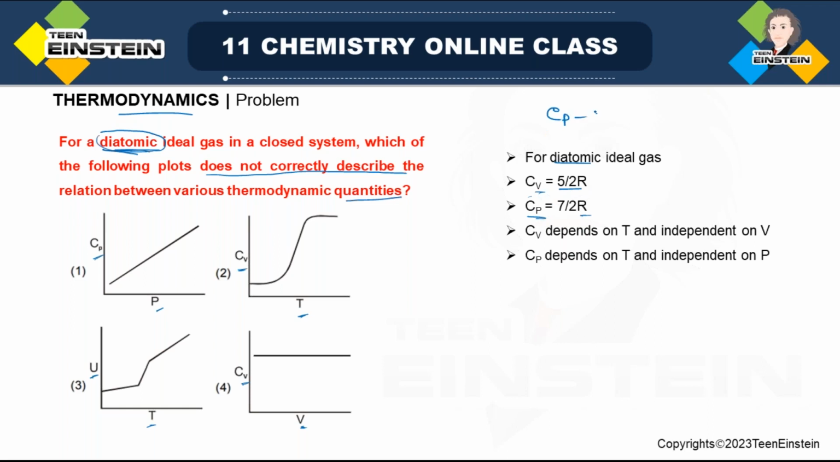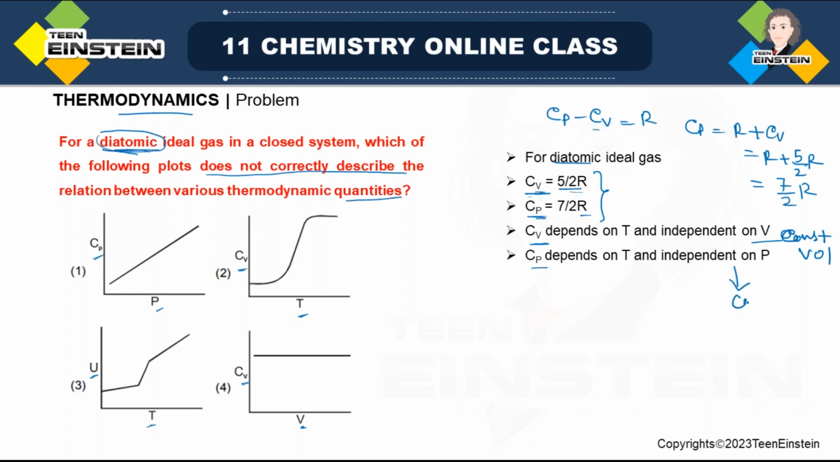Why? Because we know Cp minus Cv is equal to R. So Cp should be equal to R plus Cv. That means R plus 5 by 2 R, which will give you 7 by 2 R. That is why when you have diatomic ideal gas, Cv is 5 by 2 R, Cp is always 7 by 2 R. Now we know that Cv obviously depends on temperature, but it is independent of V because it is at constant volume. And Cp is at constant pressure, so it should not depend on change in pressure.